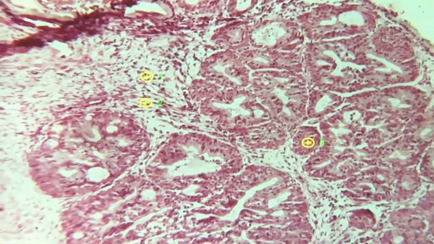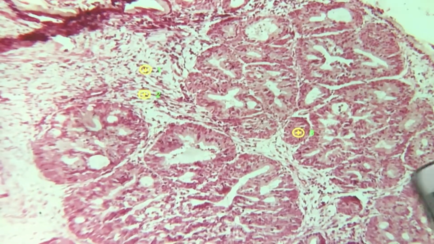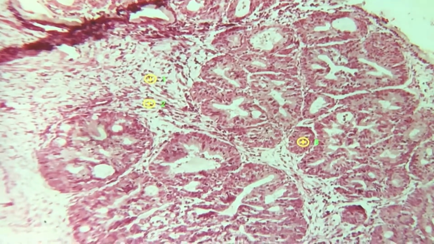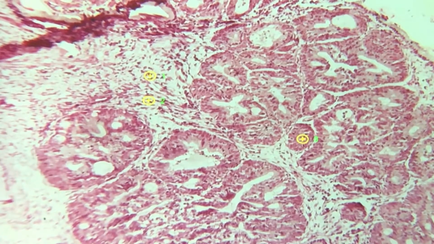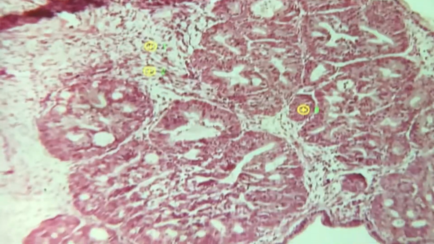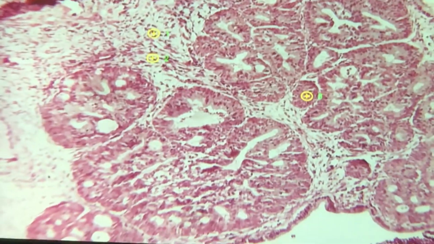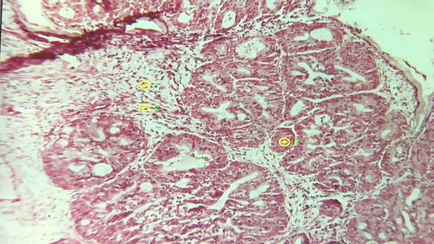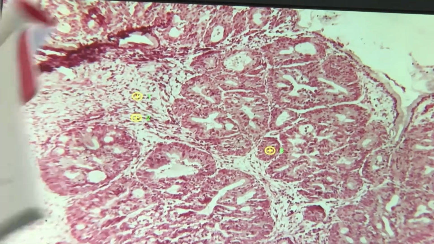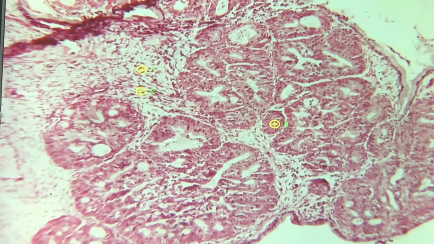squamous metaplasia. So when you are asked to identify the adaptive changes shown, what will be your answer? Adaptive changes? Squamous metaplasia. So that is the adaptive change. The lining epithelium of a normal endometrium is simple columnar. So that is the normal lining epithelium of the endometrium.